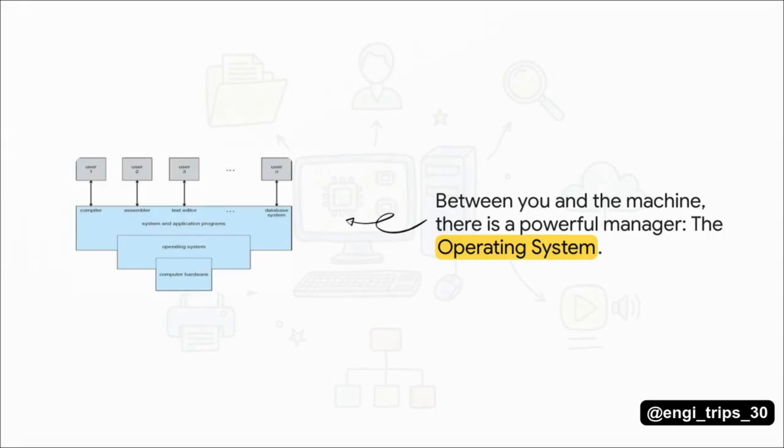Meet the manager, the conductor, the translator. This is the operating system, or as you've probably heard, the OS. It sits right in the middle, between you and all your apps and the raw physical computer hardware. It's the essential go-between that makes everything you do on a computer even possible.